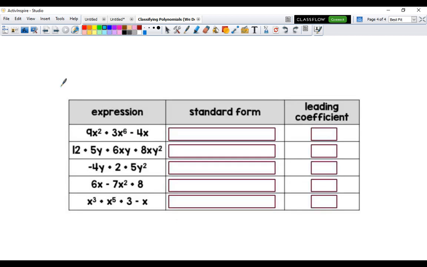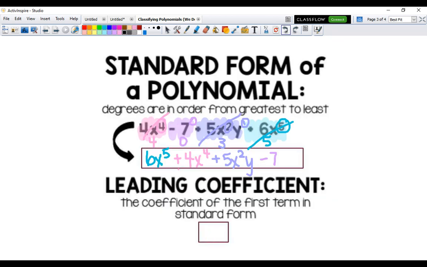All right, let's get a little practice talking about standard form and leading coefficients. I have 9x squared plus 3x to the 6 minus 4x. Notice they're all different terms. Obviously, this is a trinomial. I know it's a trinomial because it has 3 different terms. They didn't ask me that, but it's good to know.